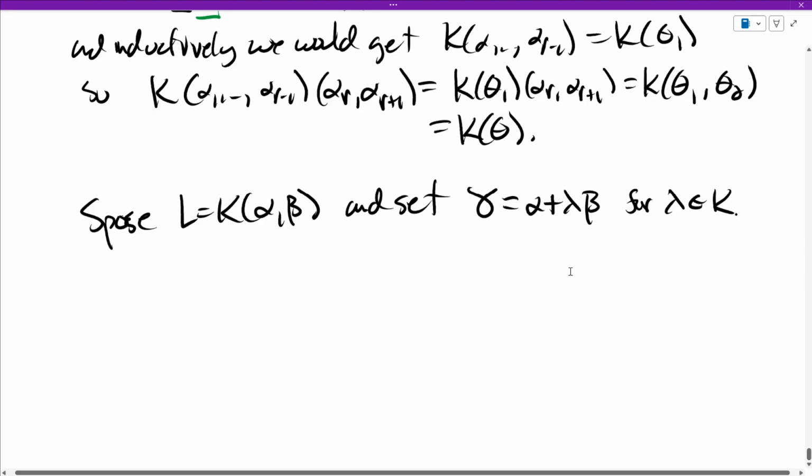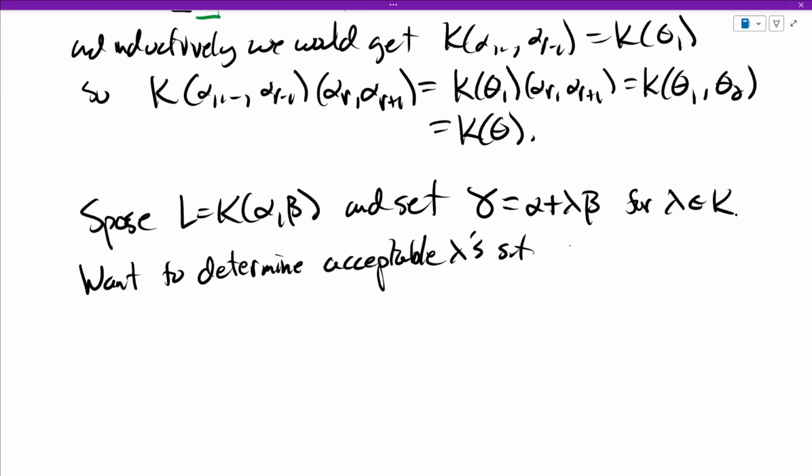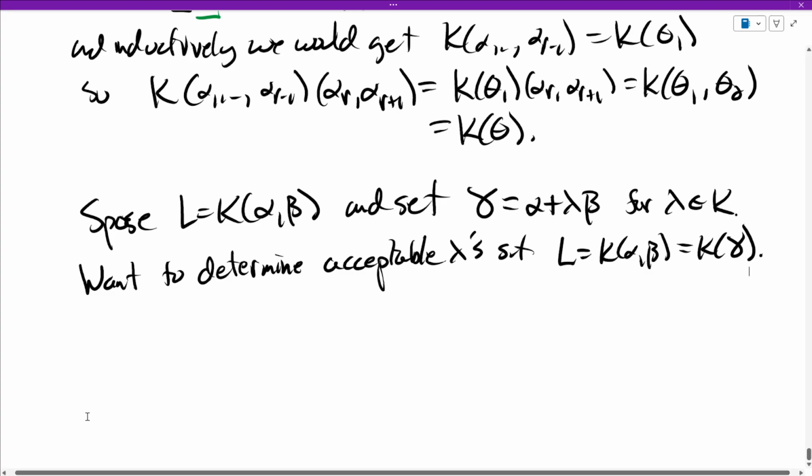All right, so the goal is we want to determine the acceptable lambdas such that L, which is k adjoin alpha beta, is the same as k adjoin gamma. Not all lambdas are going to work. For example, if lambda equals 0, then gamma is just alpha, and that's certainly not going to be true in general. So we want to know the lambdas where this is true. If we can find 1, then we're done. All right. So let's go and do exactly that.